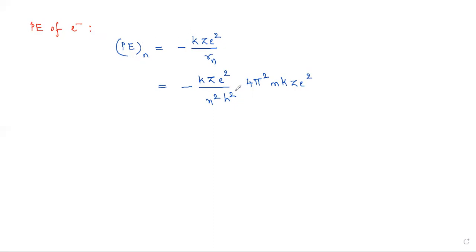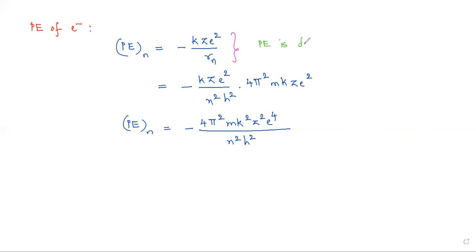Now, let us write the final expression. This can be written as minus 4 pi square m k square z square e to the power 4 by n square h square. Now, looking at this, it is very clear that the potential energy is double, or twice, the total energy of electron.